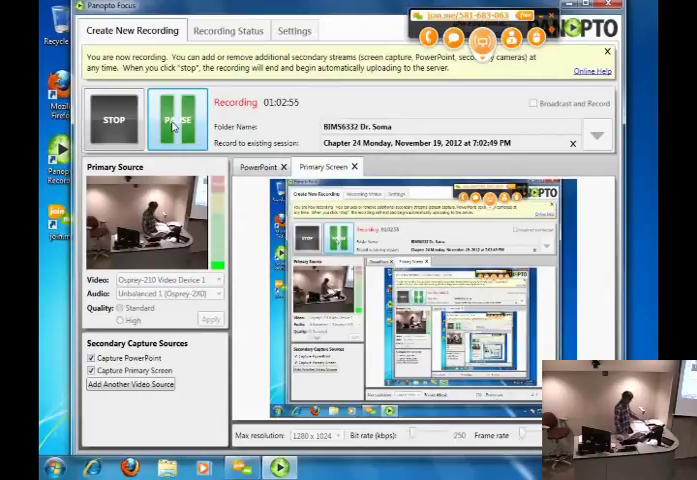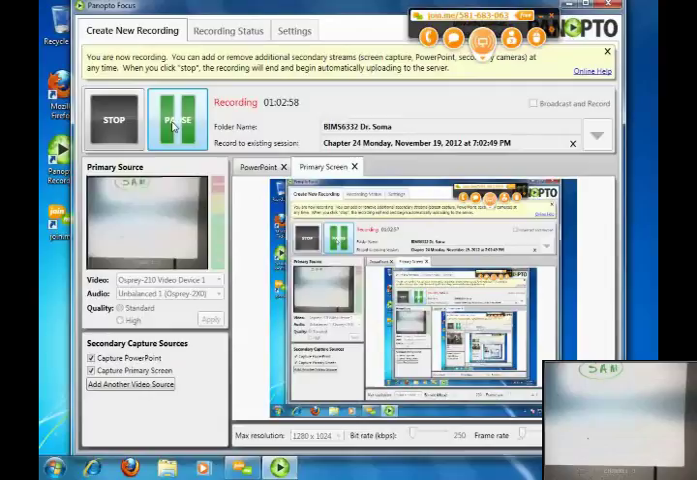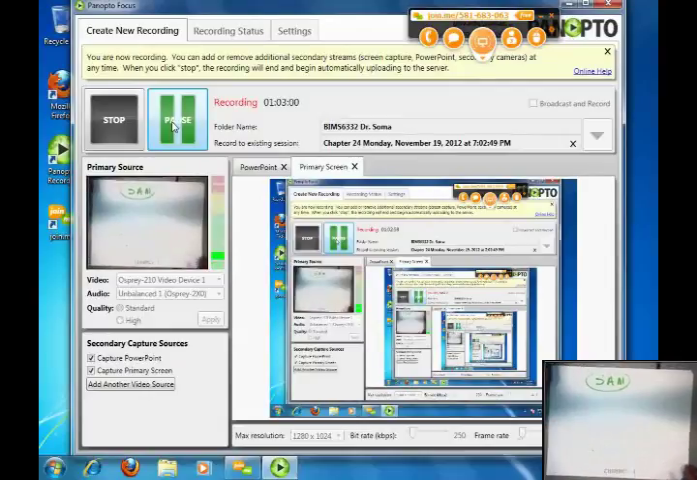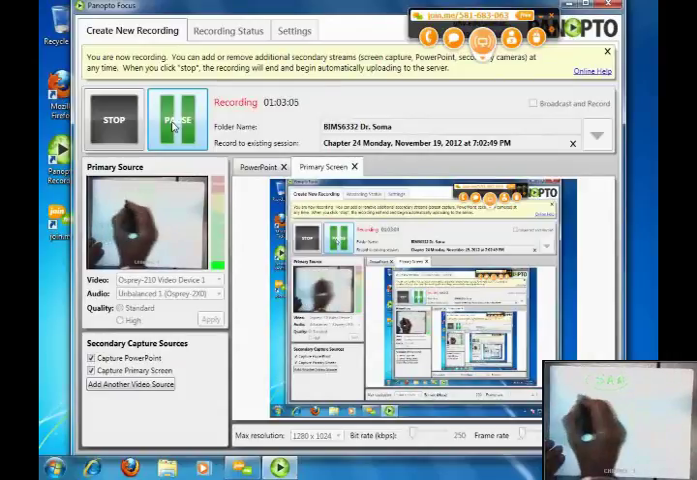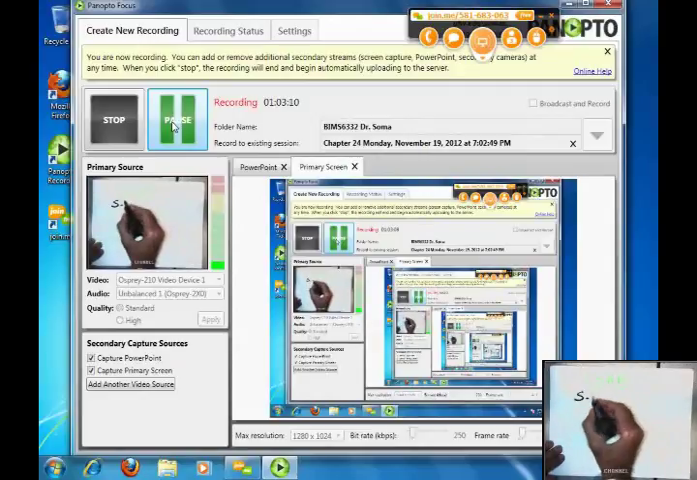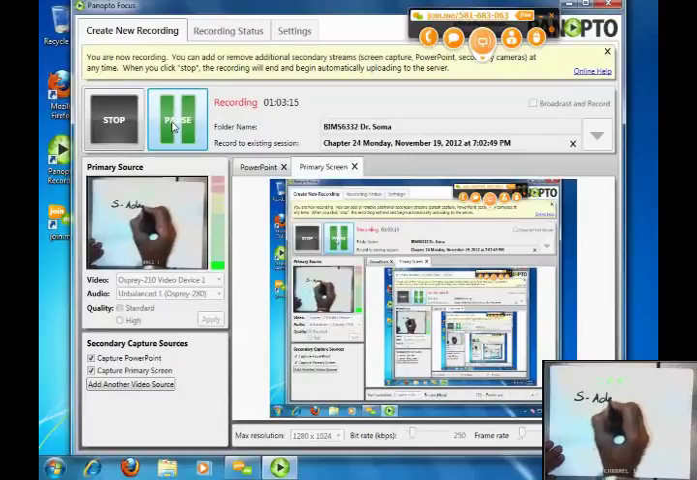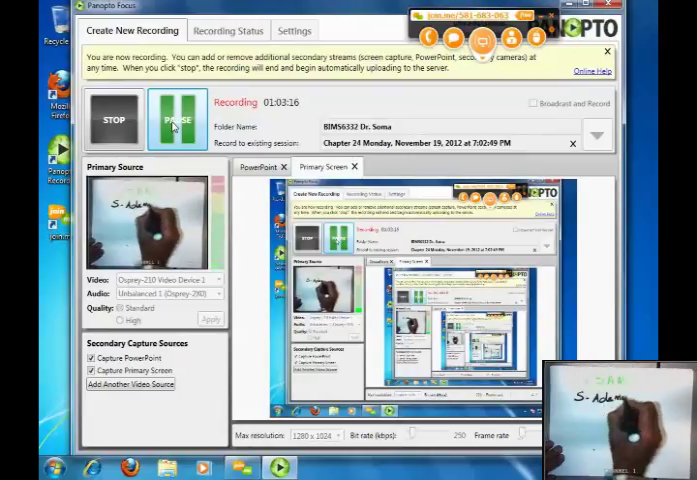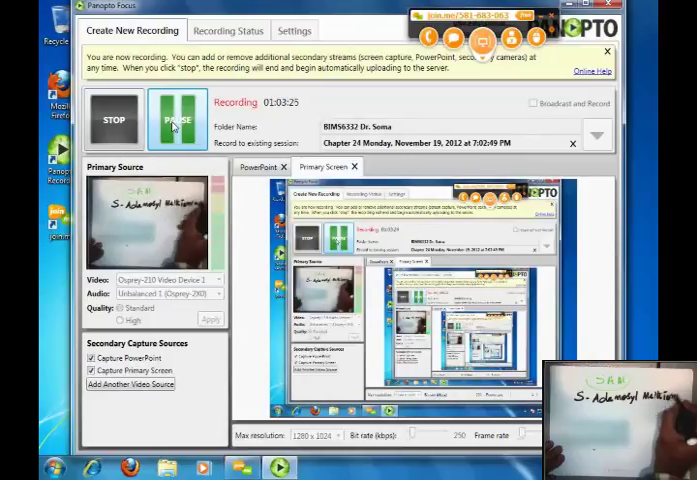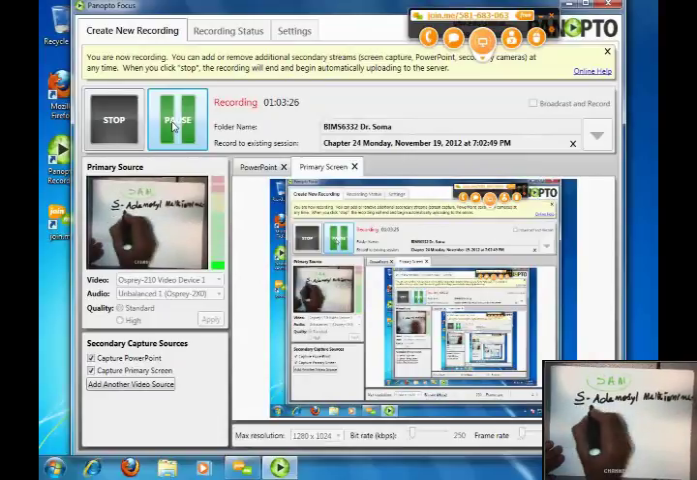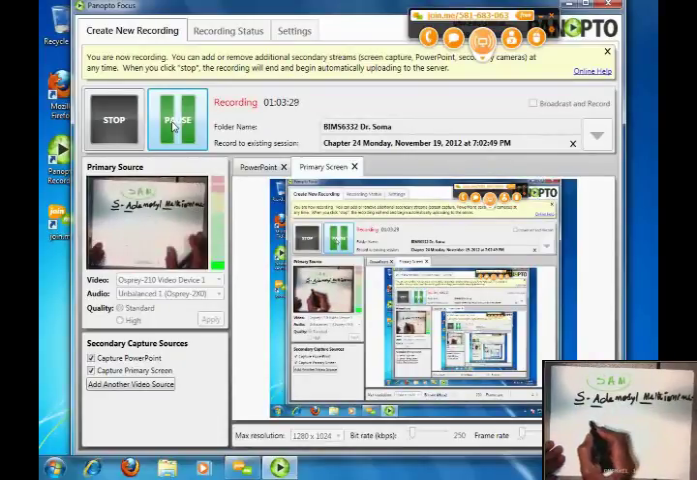So this one we have to do is about S-adenosyl methionine. SAM is an abbreviation for S-adenosyl methionine, where the sulfur atom is attached to an adenosine group, adenosyl methionine. So we call it SAM, S-adenosyl methionine.